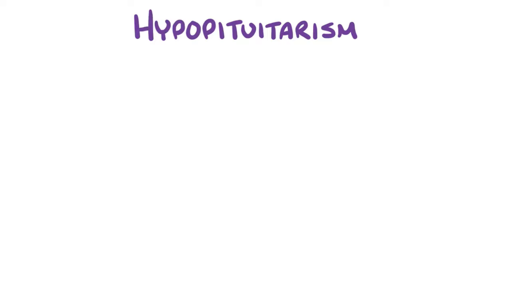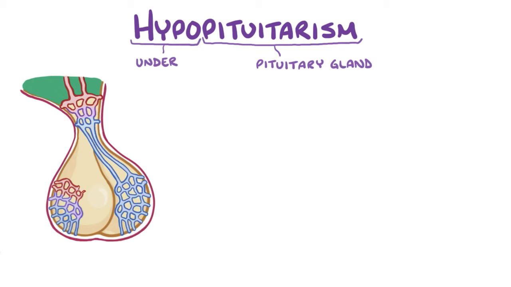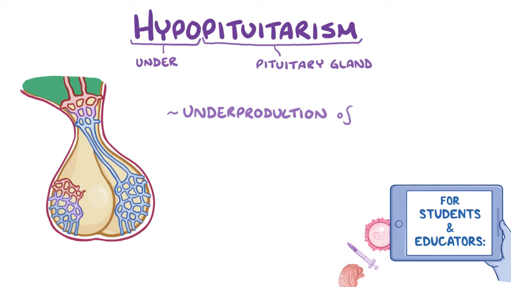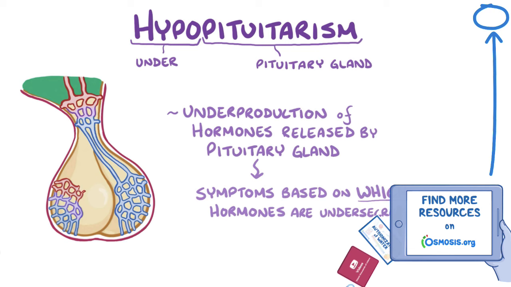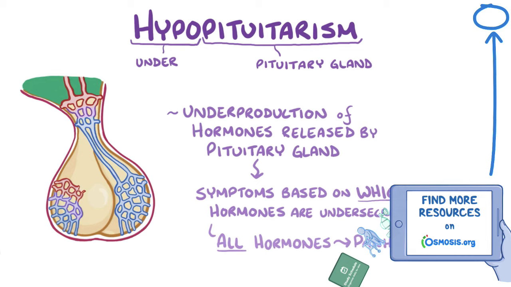With hypopituitarism, hypo means under, and pituitarism refers to the pituitary gland, which normally secretes various endocrine hormones. So hypopituitarism is the underproduction of hormones released by the pituitary gland. And the symptoms depend on which hormones are actually under-secreted. If all of the pituitary hormones are affected, it's called panhypopituitarism.